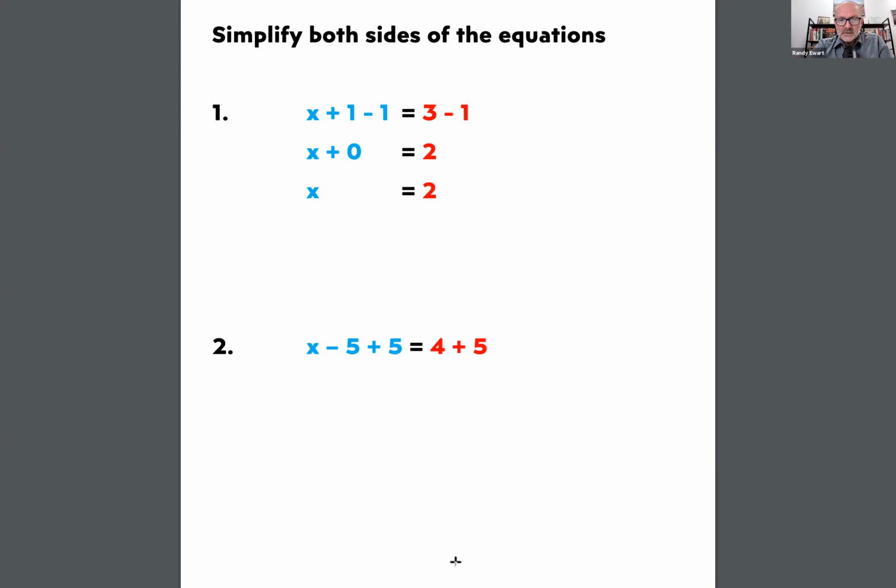So we have a minus and a plus. The minus comes first, but that's okay. When you do -5 plus 5, they cancel, meaning you end up with 0. And then x plus 0 is just x. And now you have solved.